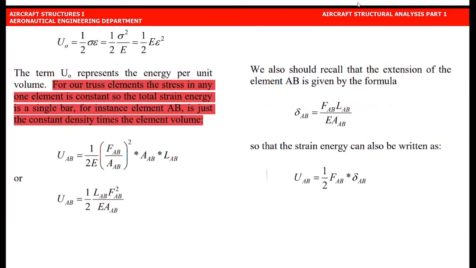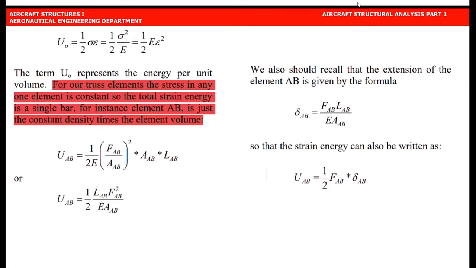So for our truss elements, the stress in any one element is constant, so the total strain energy in a single bar, for instance element AB, is just the constant density times the element volume. So if you have many elements like element AB, element BC, the element being the member, you just sum them up. From that sum, there is an equation you will use to get the deflection. Okay? So the strain energy equation is this one. Okay, let's box it.